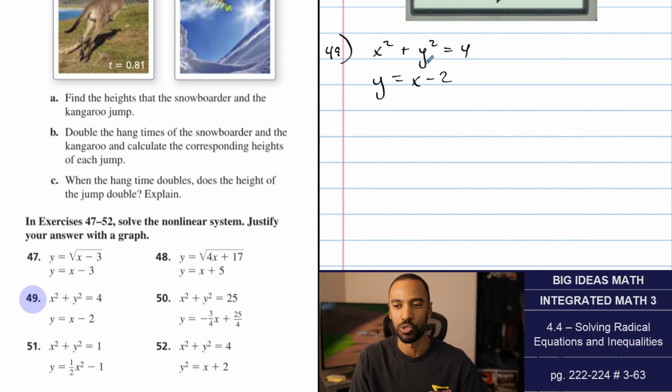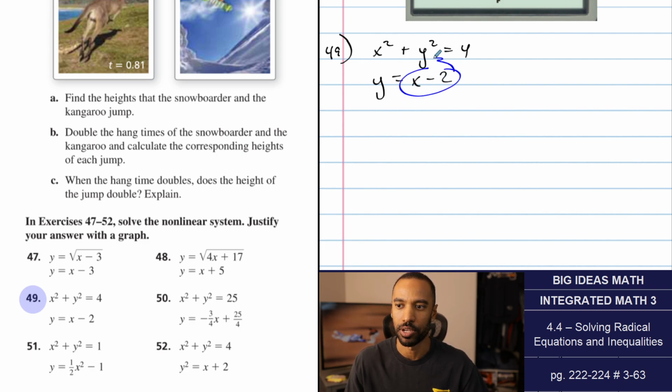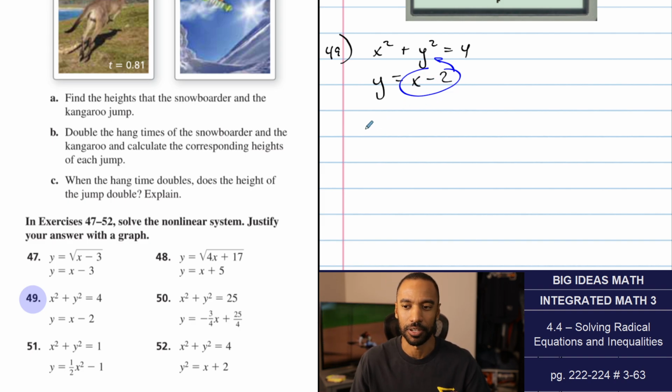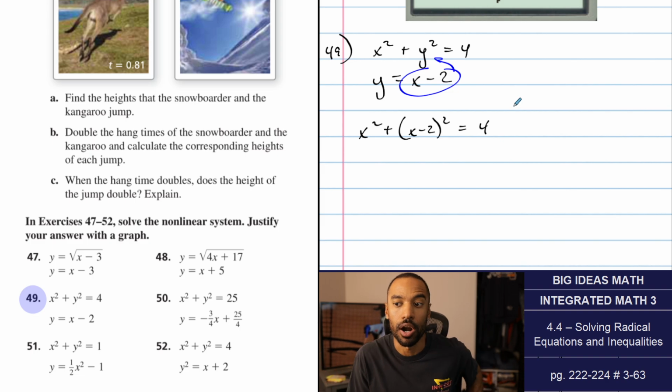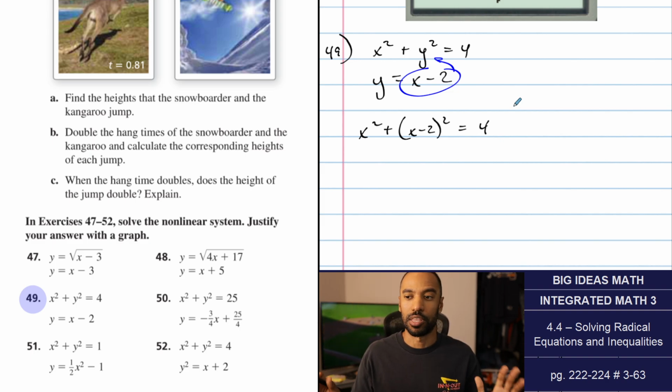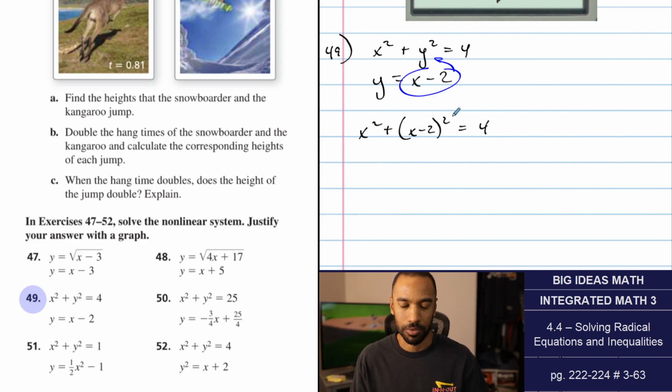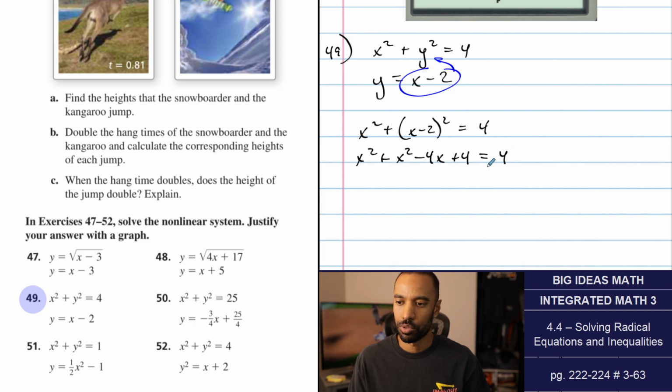This time I'd like to use substitution method. I'd like to substitute x minus 2 in for y in the top equation, like that. So it's not really a radical one, only when you graph it with a graphing calculator. x squared plus x minus 2 quantity squared equals 4. I mean, this is a straight up quadratic. There are no extraneous solutions in something that was always a quadratic to begin with, right? So this is x squared plus x squared minus 4x plus 4 equals 4.